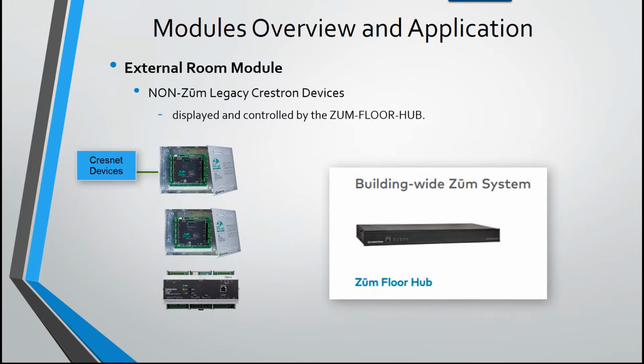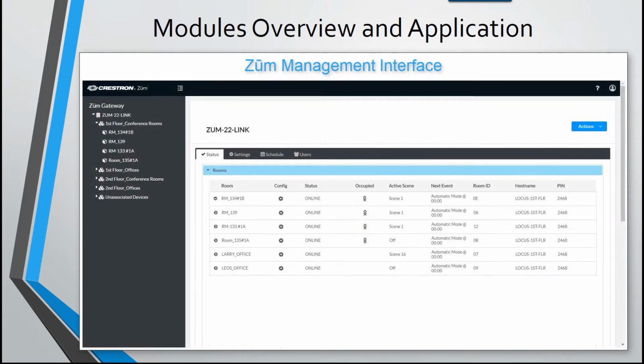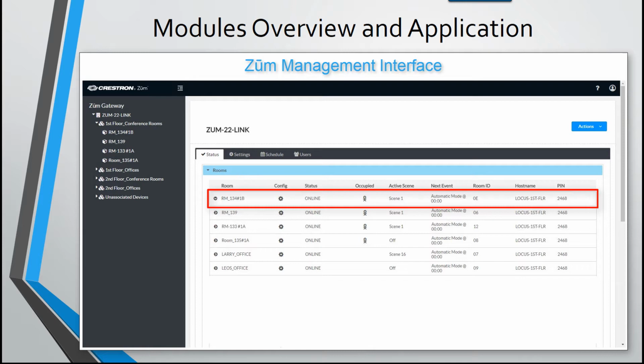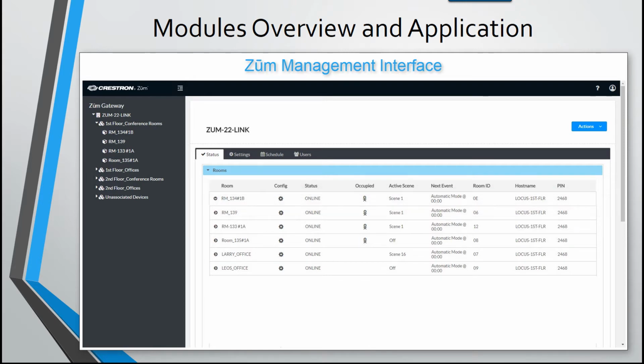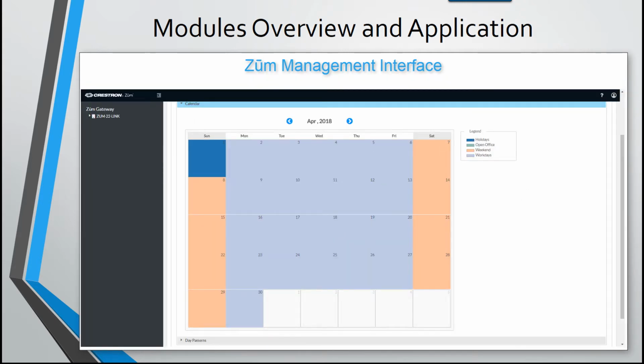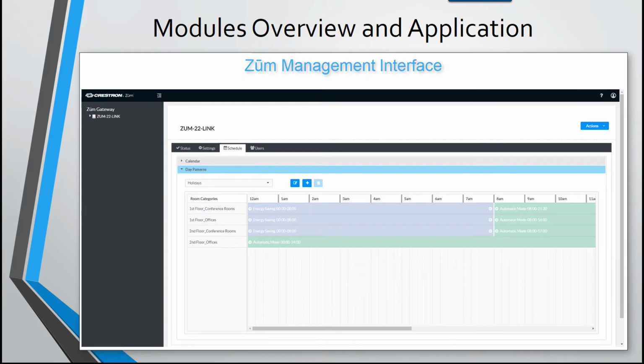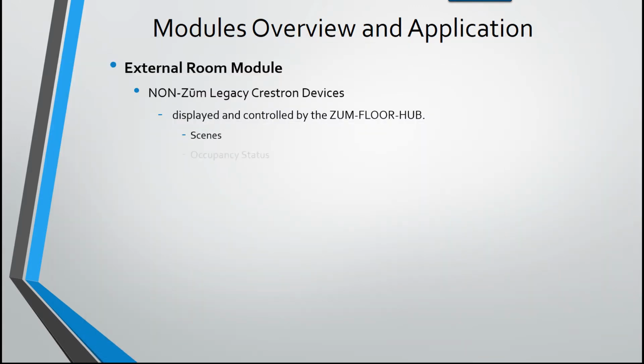This means that the Zoom Floor Hub will display the information sent via the module on the Floor Hub web interface as if it were a regular Zoom space. This space will be managed and controlled via the Floor Hub time clock scheduler. Information displayed and reported includes scene, occupancy, daylighting, and device status.